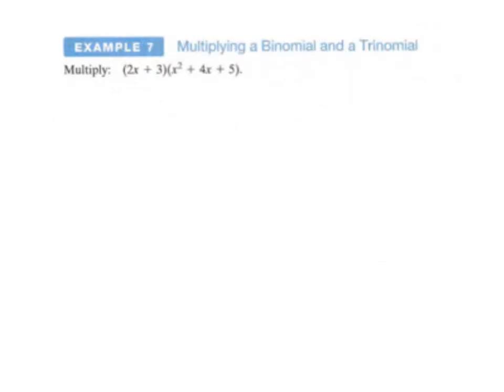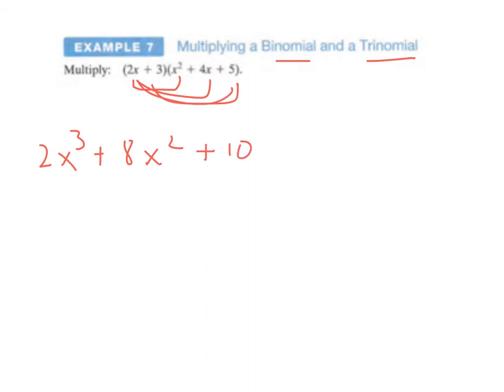Last type of problem is when it's not a binomial and we have more than one term. So in this case, a trinomial, 3 terms. We have to multiply and we're going to distribute, but there's no special way. So I'm just going to take my first one and multiply by each of these. So when I do that, 2x times x squared is 2x cubed. 2x times 4x is 8x squared. And then 2x times 5 is 10x.